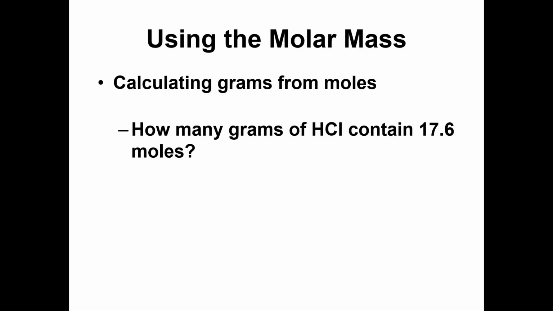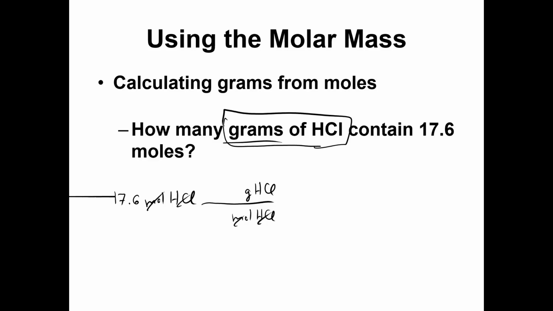How many grams of HCl, hydrochloric acid, contains 17.6 moles? Well, we need a conversion factor. We have 17.6 moles of HCl. Remember the factor method, the cancellation method, that's exactly what we want to do here. I want to know grams of HCl, so I need grams of HCl and moles of HCl. So moles of HCl cancels and I have the grams of HCl that I'm being asked for.